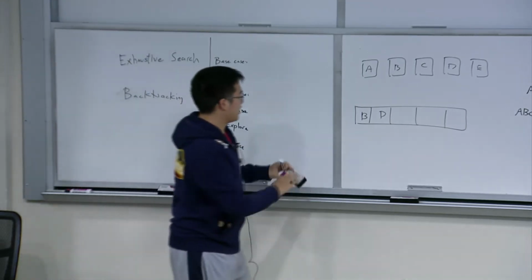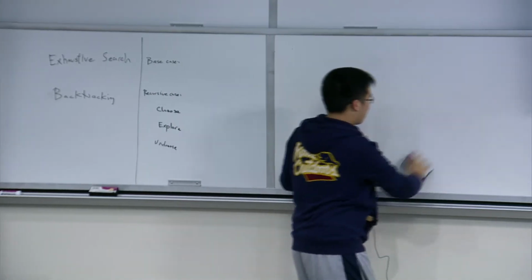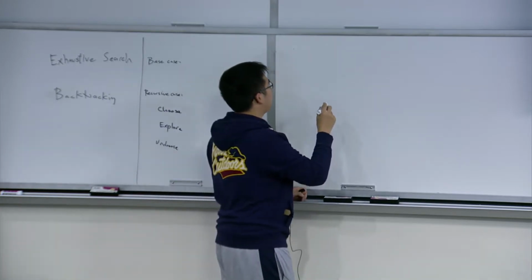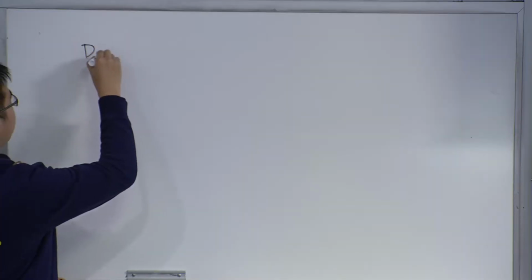Another thing I want to note is there are, I think, two kinds of backtracking problems that you'll often see. The idea you want to ask yourself is, does order matter?